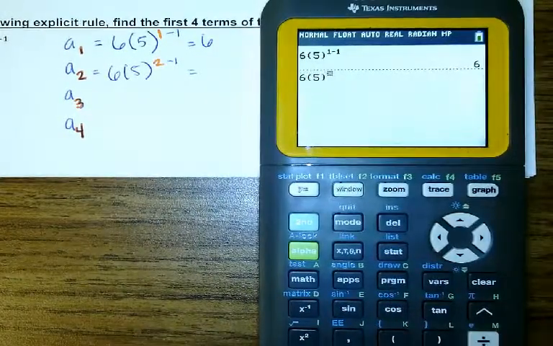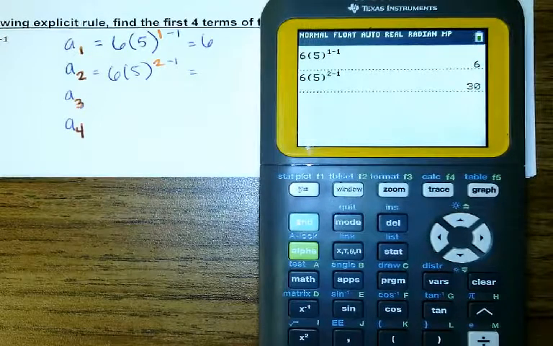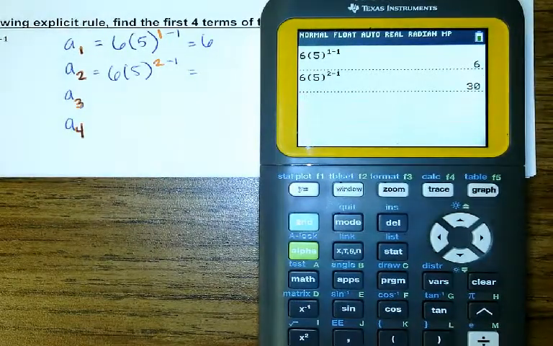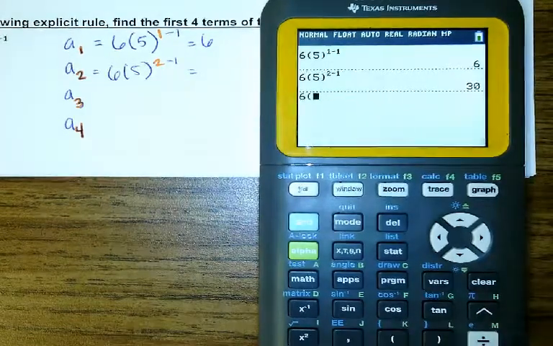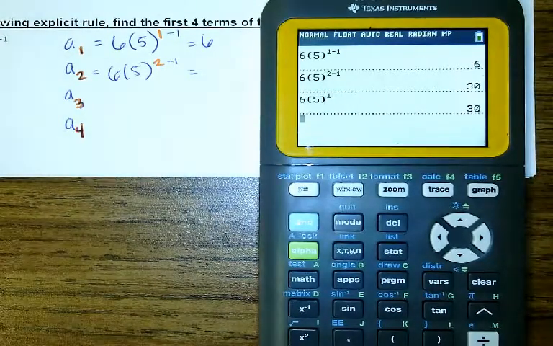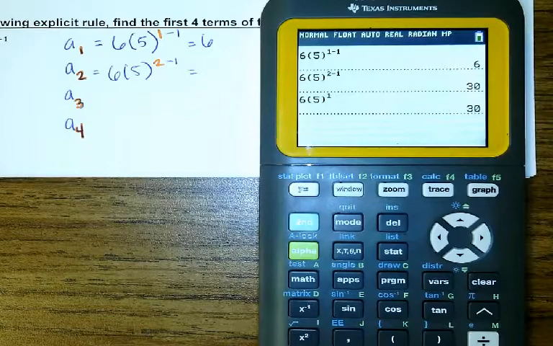Okay? Now, guys, if you can do 2 minus 1 in your head and you just say 6 times 5 to the 1 power, you can still do it that way, okay? Like, you can simplify the 2 minus 1 in your head. You also don't have to. So this would be 30.